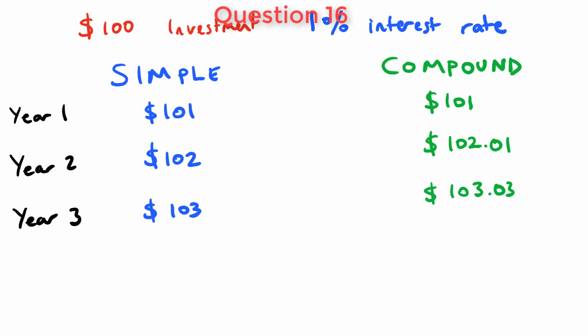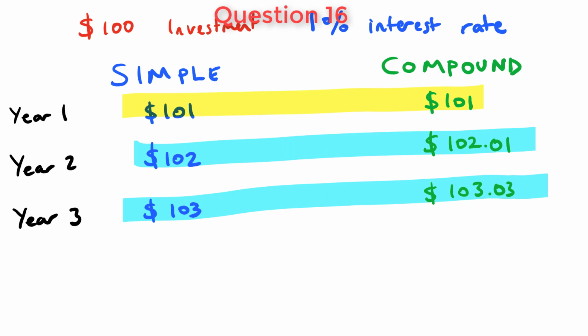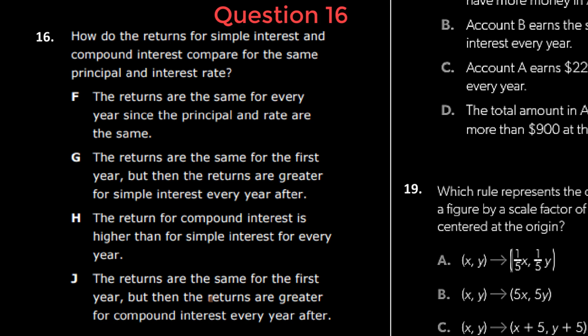The compound interest will give us $1.02 in the third year. So we will have $103.03 in the third year. So as you see, the first year is going to be the same for both simple and compound interest, but for the following years we will have higher amounts for the compound interest. The correct answer that gives us that is J.